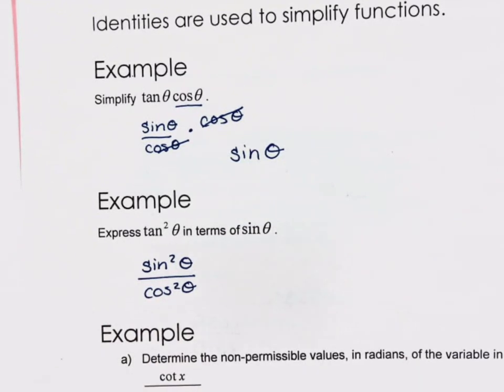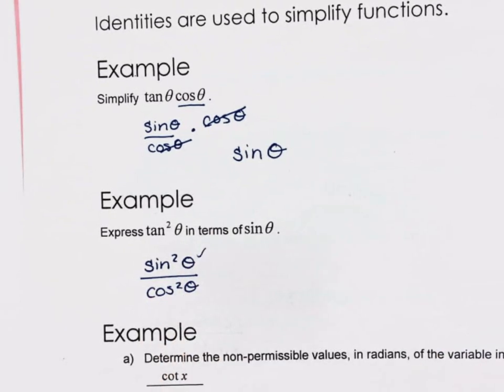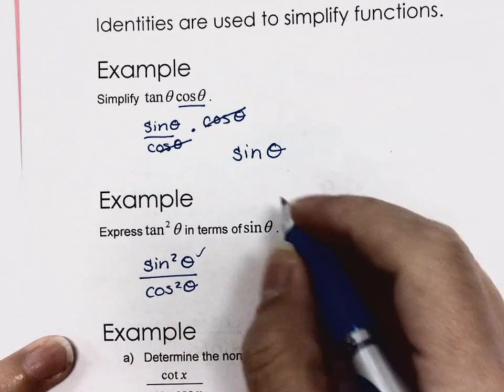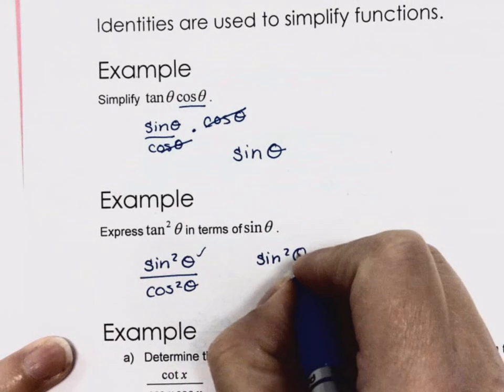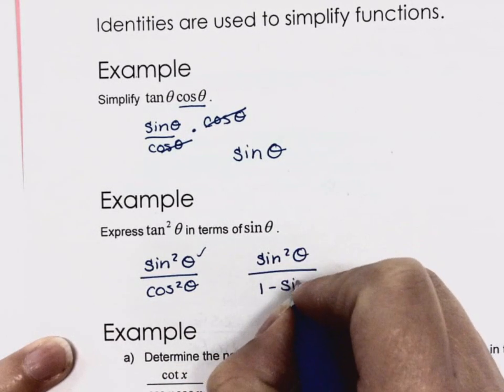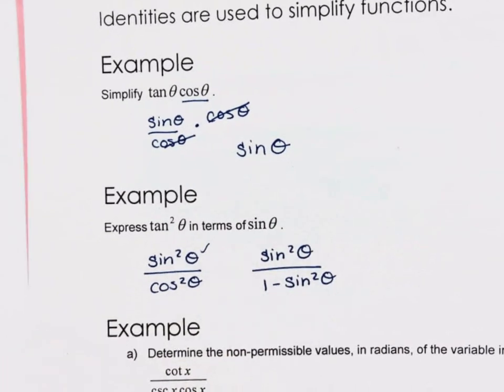Can I leave it like this? Because what is the only thing I can have in my answer? Sine. Okay. So, top's good. Great. I got to work on that cos squared theta. Is there anything that we just did on that first page that I could replace cos squared theta with? The Pythagorean identity rearranged. So I'm going to replace this with 1 minus sine squared theta.